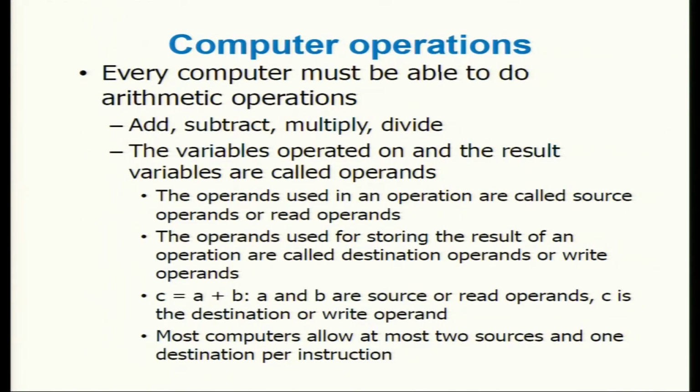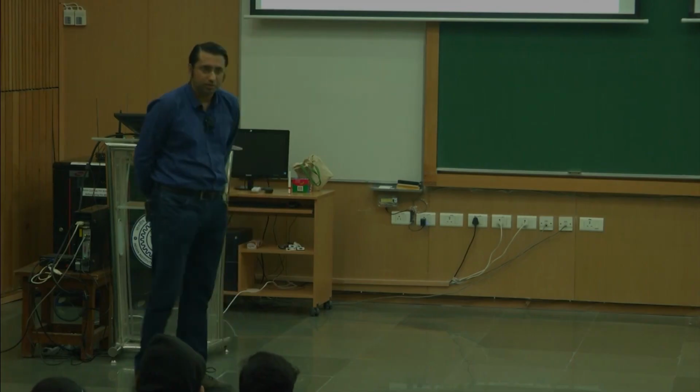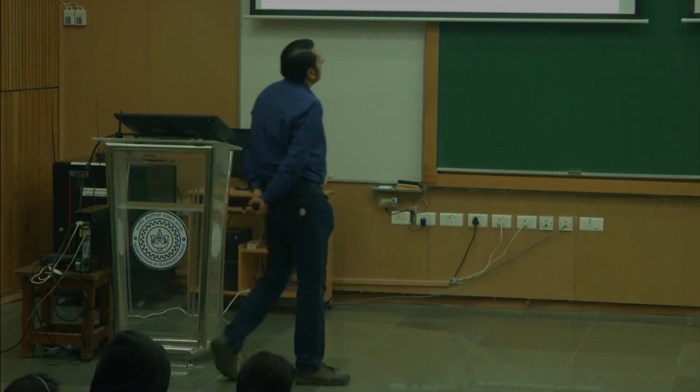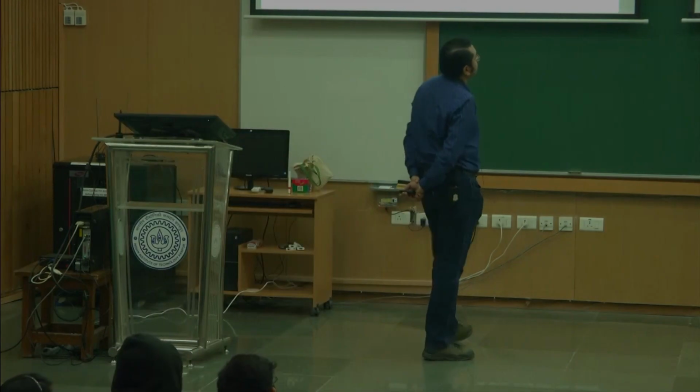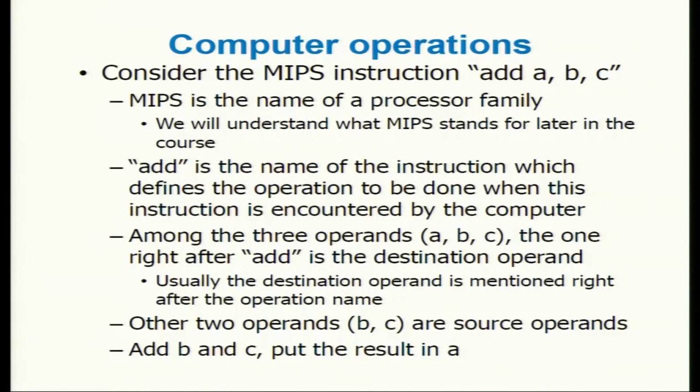Most computers allow at most two sources and one destination per instruction. That's extremely important to keep the design simple. For example, if you consider the MIPS instruction add A, B, C, what it means is that, by the way, MIPS is the name of a processor family.